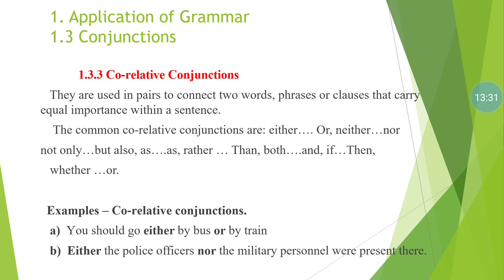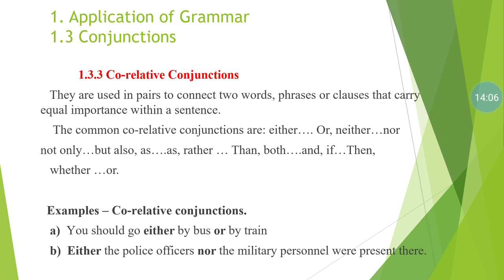Next, correlative conjunctions. These conjunctions are used in a pair to connect two words, phrases, or clauses that carry equal importance in the sentence. Means for giving equal value, equal importance to both clauses, both sentences, correlative conjunctions are used to join two different clauses of equal value.